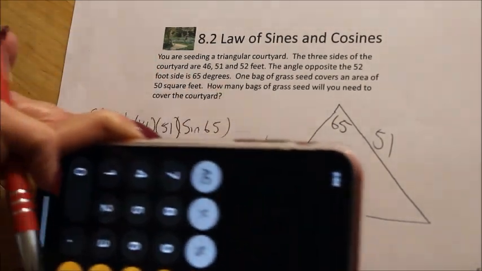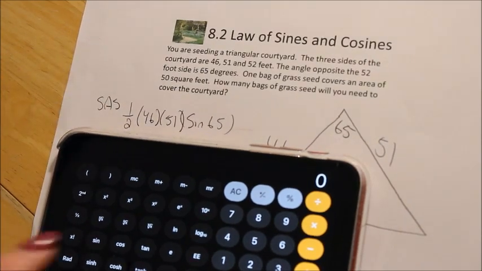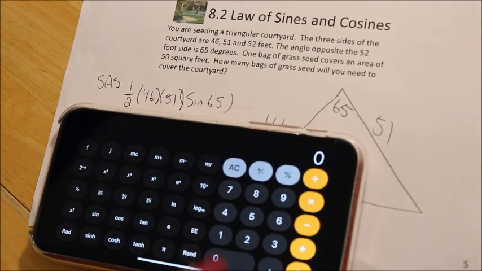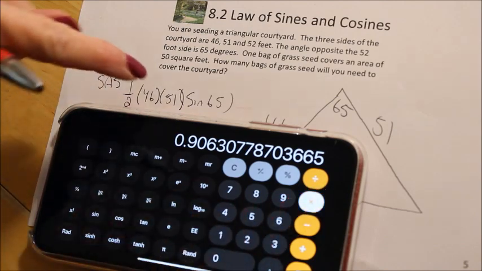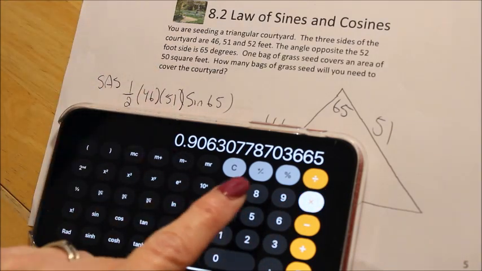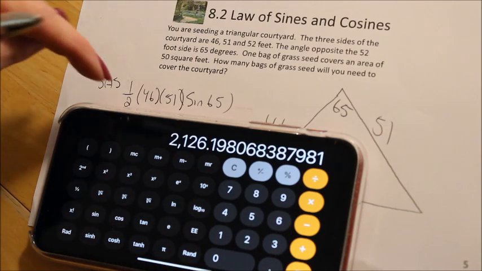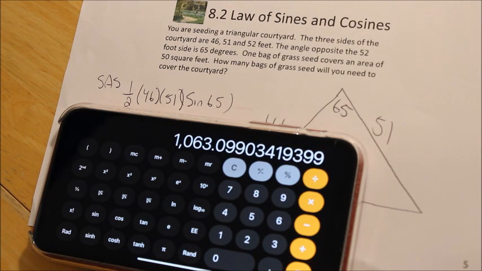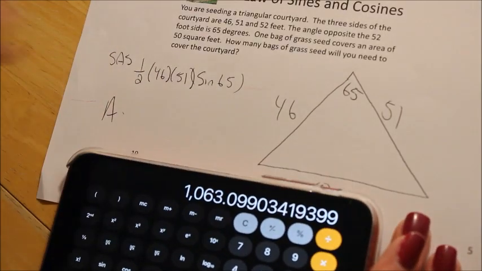Okay, so now we're going to punch that in. Let me get my calculator going here. All right, so I'm probably just going to work this way. The sine of 65. And then I'm going to times that by 51, times 46. And then I'm going to go ahead and divide that number by 2. And I get 1063.09.